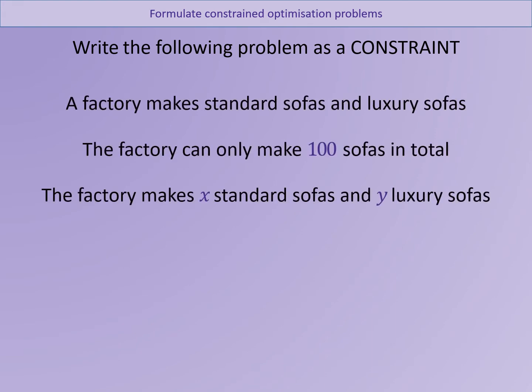This time the factory makes standard and luxury sofas and they can only make 100 sofas altogether. So this time the constraint becomes X plus Y is less than or equal to 100.